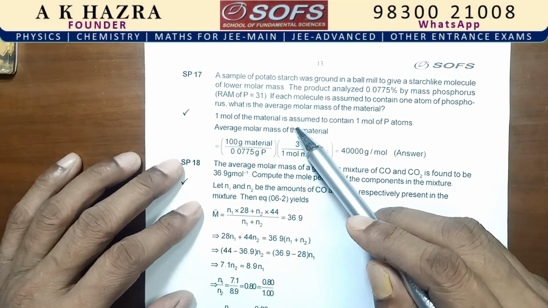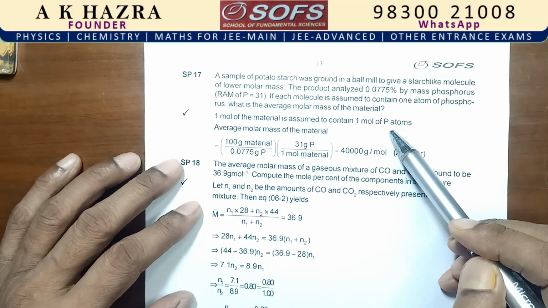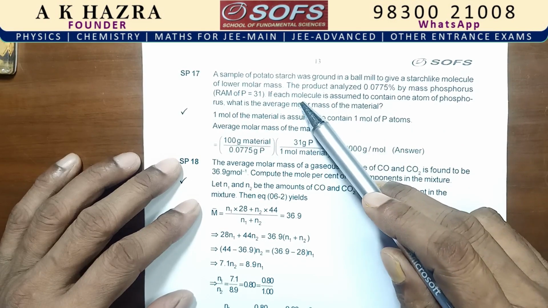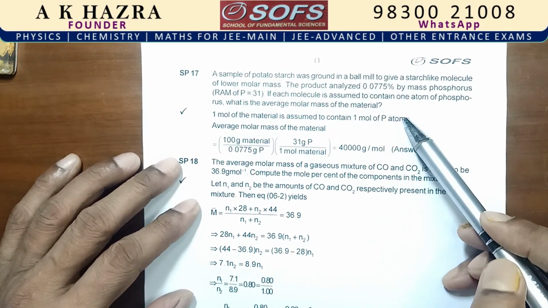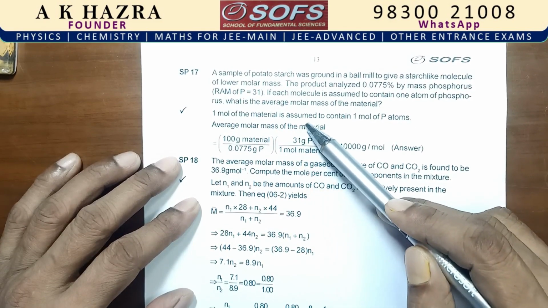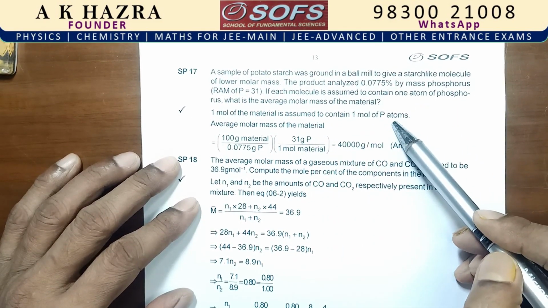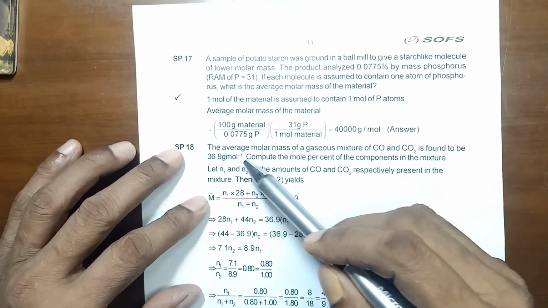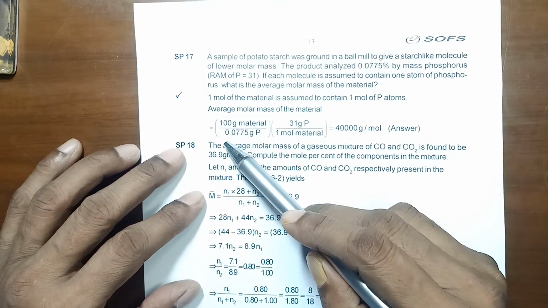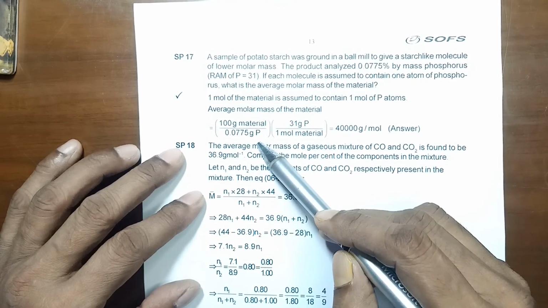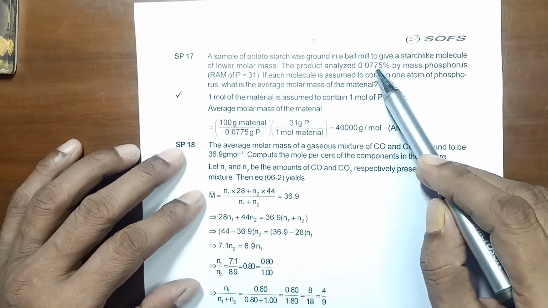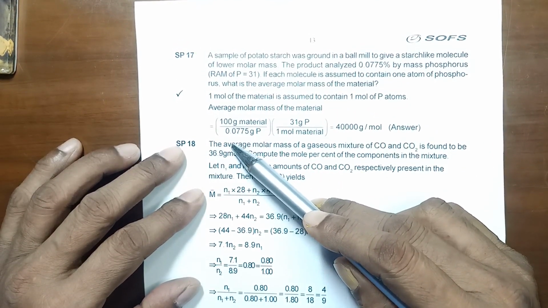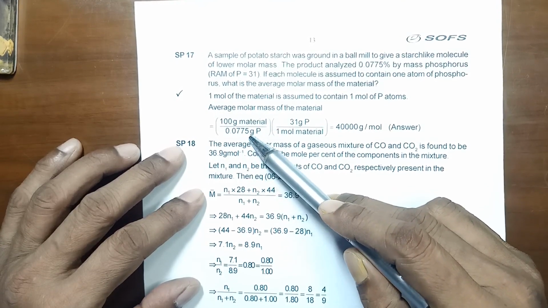1 mole of material is assumed to contain 1 mole of phosphorus atoms. If each molecule is assumed to contain 1 atom of phosphorus, then clearly, if each molecule becomes a mole, it will also be a mole. So 1 mole material contains 1 mole phosphorus. We are going to find the average molar mass of the material. What is given? 0.0775 mass percent phosphorus means 100 gram material contains 0.0775 gram phosphorus.